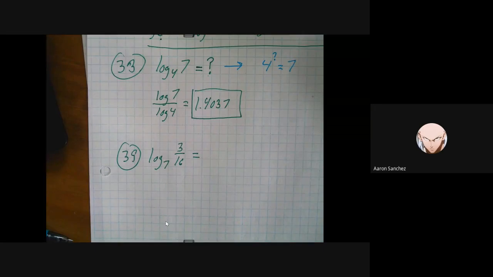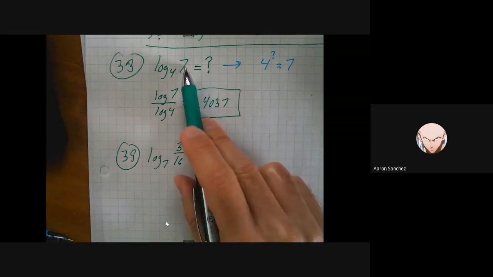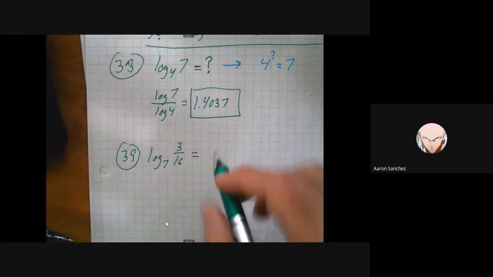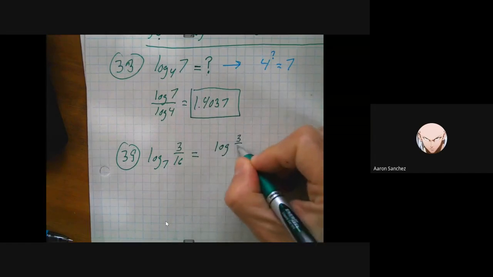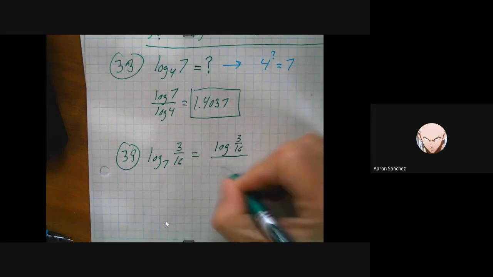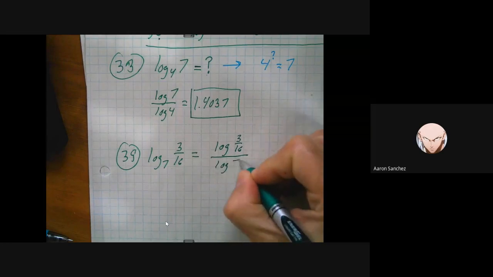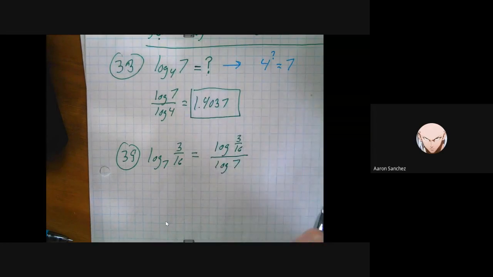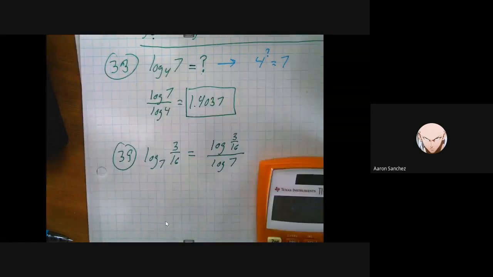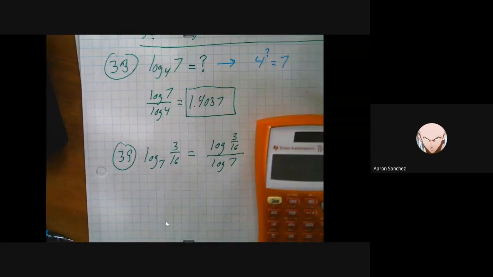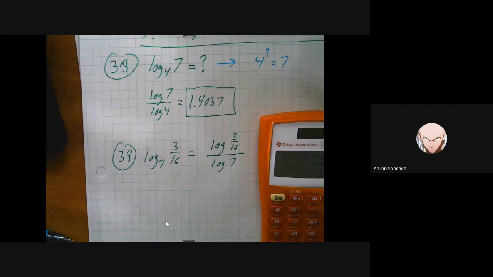So look, before I put the 7 in the numerator and the 4 in the denominator. So here I'm going to put 3/16 in the numerator and 7 in the denominator. That's it. It's just that it's a fraction. Find the log of 3/16 divided by log 7. How do you enter that? Am I going too fast? Are there any questions? Should I pause?